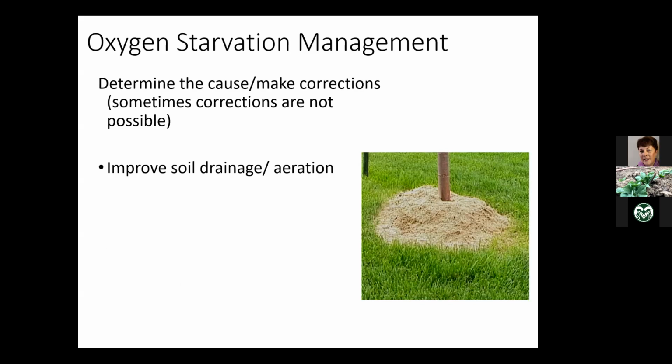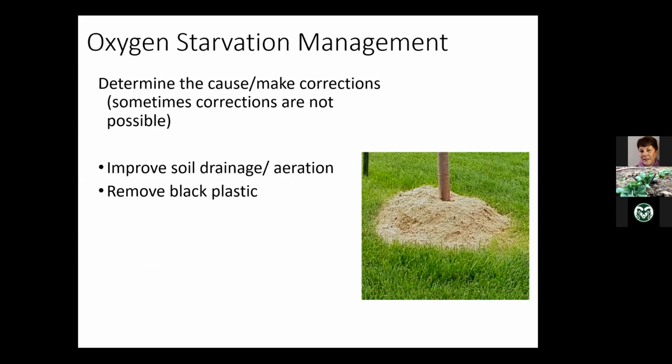If your tree is in a turf situation, you may be able to do some core aeration and maybe add a little bit of compost in there, so that the compost can add some soil tilth to it and add a little bit of texture to the soil so it will drain a little bit better and we can get some good aeration in there.